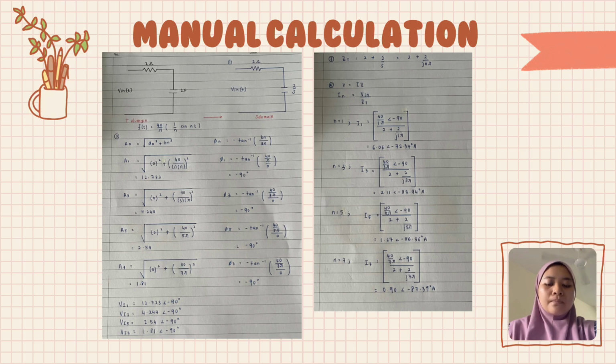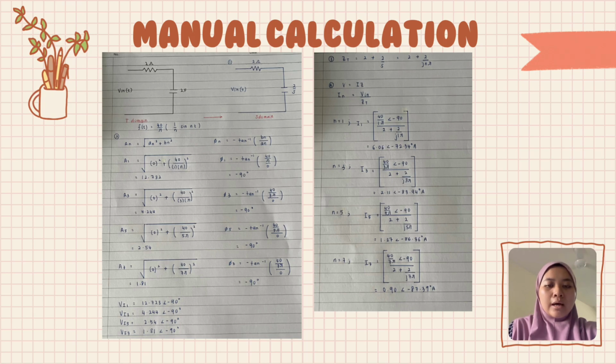So for Vi1, we get 12.723 with angle of negative 90 degrees. Vi3 is equal to 4.244 with angle of negative 90 degrees. For Vi5, 2.54 with angle of negative 90 degrees. Vi7, 1.81 with angle of negative 90 degrees. And then we calculate Zt. Zt is equal to 2 plus 2 over S. And then we change S to j n pi. So we get 2 plus 2 over j n pi.